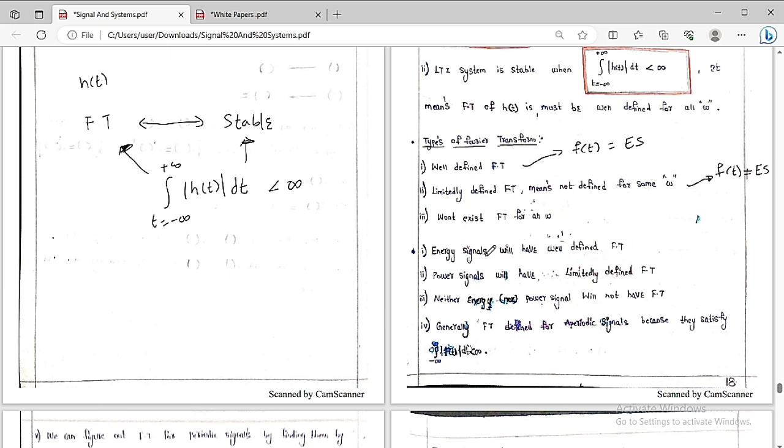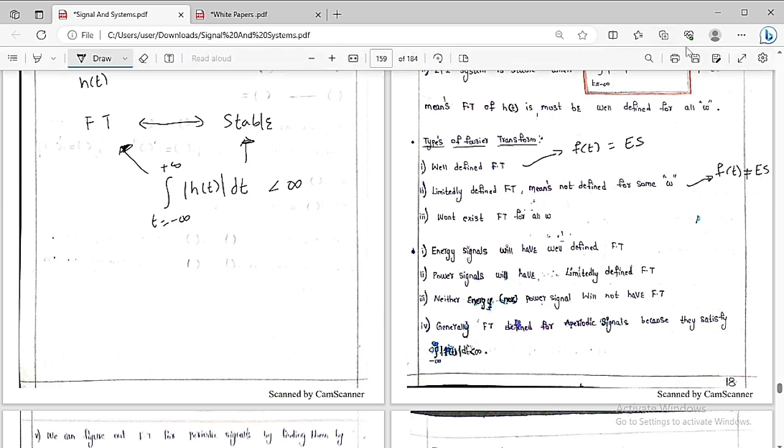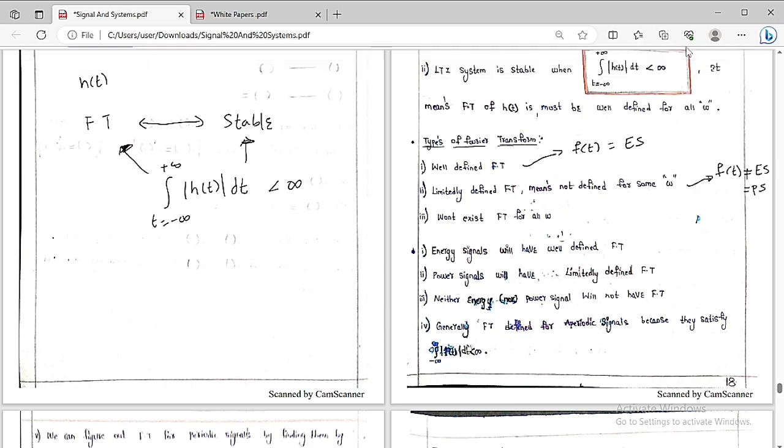So all the energy signals are nothing but absolutely integrable signals, so definitely they have a well-defined Fourier transform. Power signals will have a limitedly defined Fourier transform. So this is not an energy signal, it is a power signal. This is not absolutely integrable.